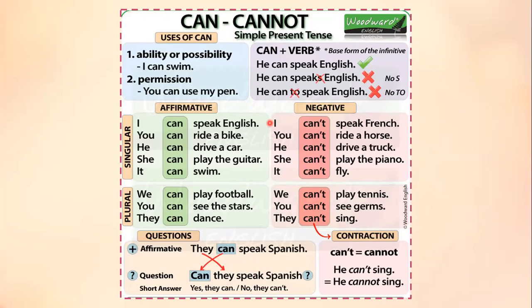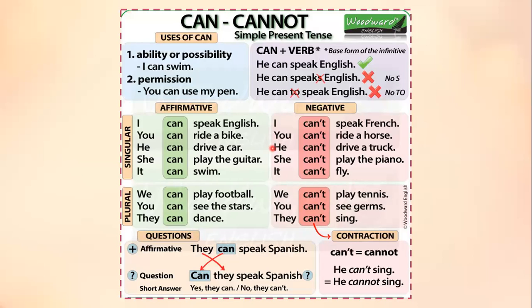Yes, teacher. Okay, the negative sentences, please, in singular. From the first circle. Here, yes. I can speak British. I can or can't? I can speak French. French, uh-huh. You can ride a horse. Can or can't? You can't. Can. Okay.